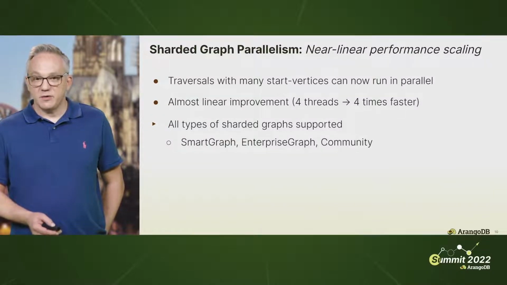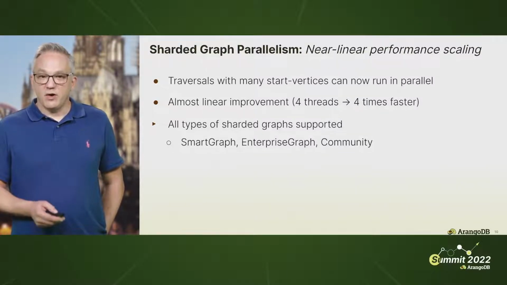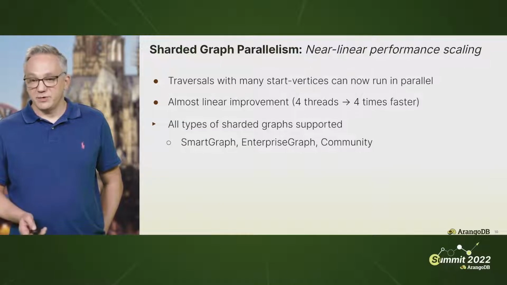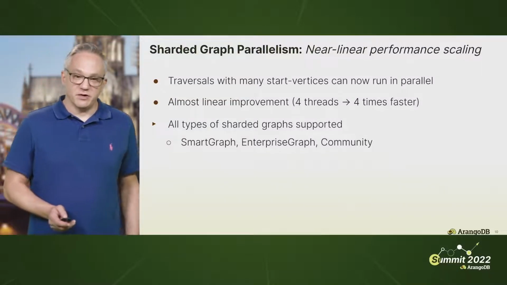It's very straightforward, a linear improvement, or almost linear. There's always a little bit of overhead, but all our measurements clearly show it goes in the direction of a linear improvement. Now it's supported by all our different sharded graphs that we have in ArangoDB: SmartGraph, Enterprise, and Community. This is a big step forward, especially for many use cases where you can benefit from this much better performance.